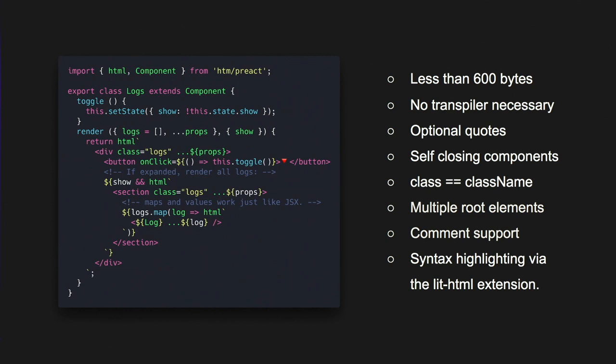Some that I don't think you could even do if you didn't use HTM, like multiple routes in your root. Maybe I'll be corrected on that, but I don't think you can do that unless you use HTM. One thing I've noticed, a bit of a downside, is syntax highlighting is a little bit iffy.